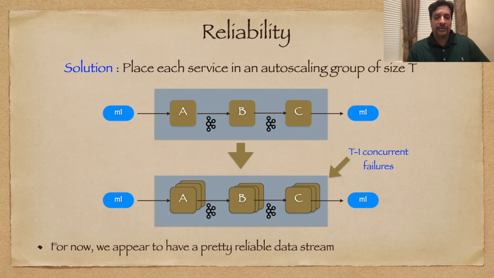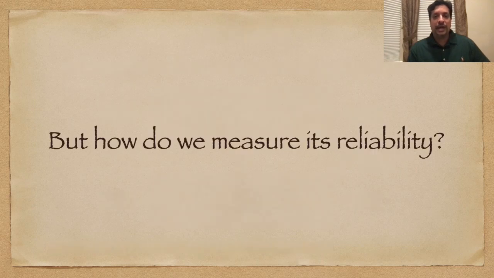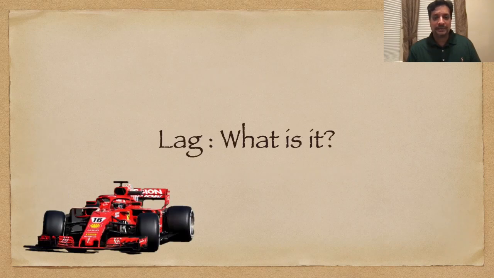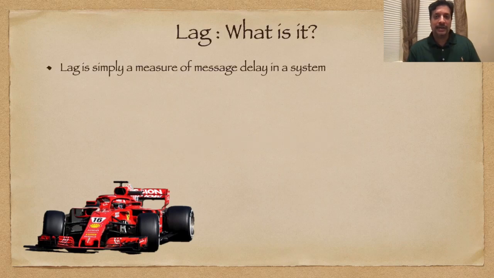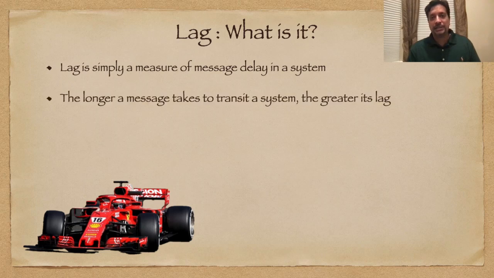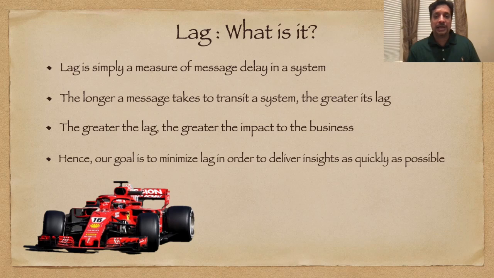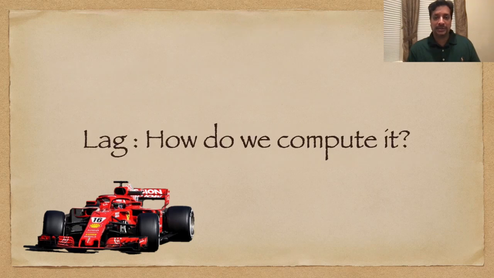For now, we appear to have a pretty reliable data stream. But how do we measure its reliability? This brings us to observability, a story about lag and loss. So if you've worked in streams before, you might be familiar with these metrics, but if you're new to it, I'm going to give you an introduction. Firstly, let's start with lag. Lag is simply a measure of message delay in a system. The longer a message takes to transit a system, the greater its lag. The greater the lag, the greater the impact to a business, especially one that depends on real-time insights. Hence, our goal is to minimize lag in order to deliver insights as quickly as possible.